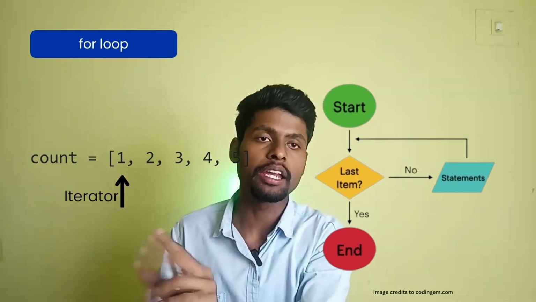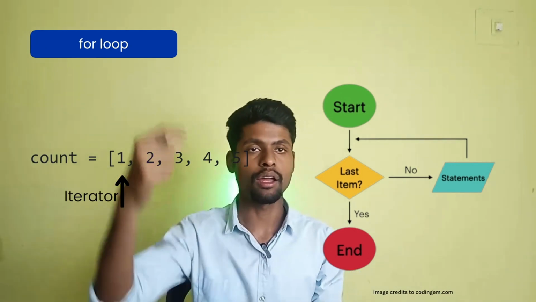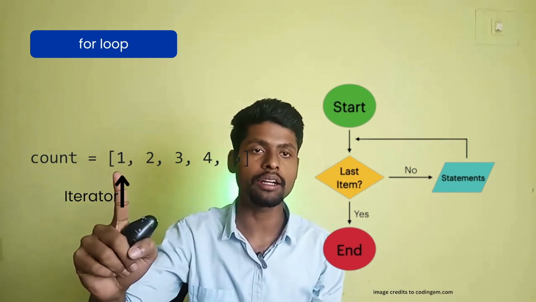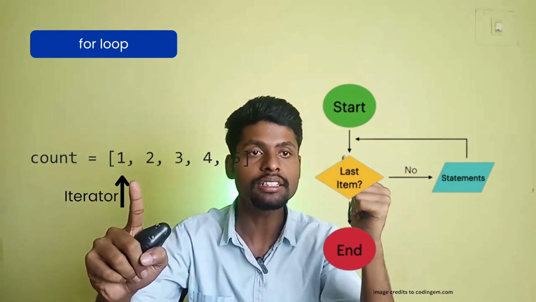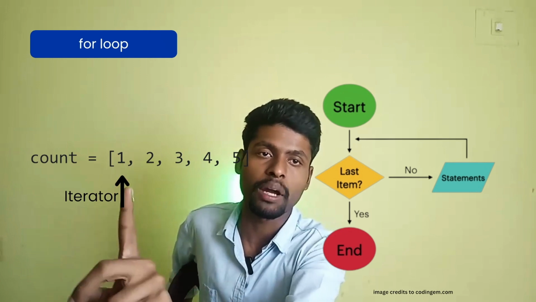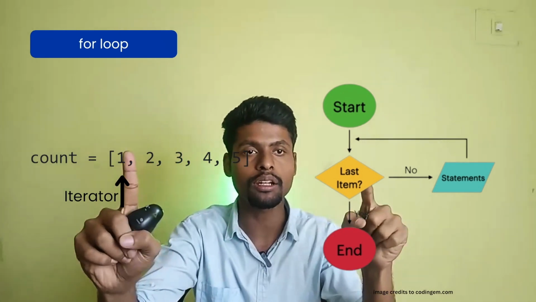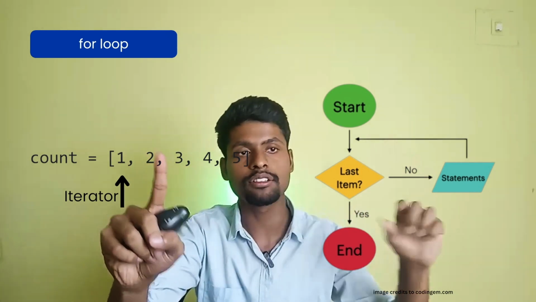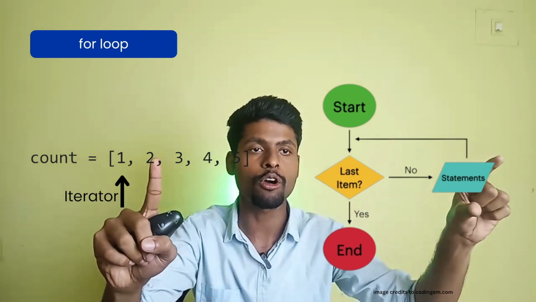Within a for loop, I give a list as my iterable. There is a person called the iterator. When I start my execution, first it will check the condition, and my condition is last item. My iterator is pointing to the first list value, and this is not the last item, so the condition is true. When the condition is true, my Python interpreter executes the for loop statement.